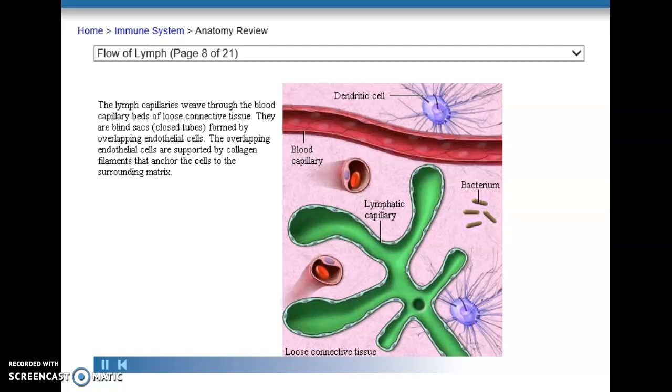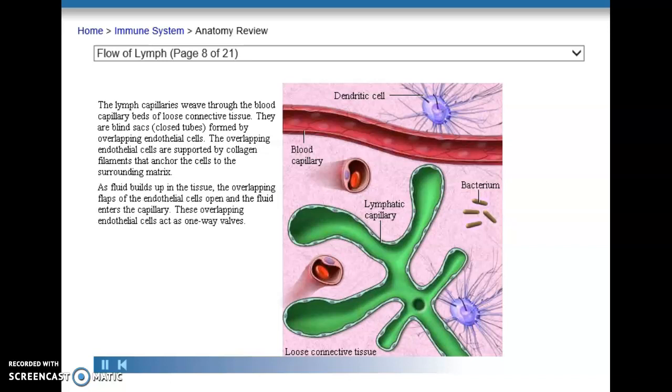The smallest lymph vessels, the lymph capillaries, weave through the blood capillary beds of loose connective tissue. They are blind sacs, or closed tubes, formed by overlapping endothelial cells. The overlapping endothelial cells are supported by collagen filaments that anchor the cells to the surrounding matrix. As fluid builds up in the tissue, the overlapping flaps of the endothelial cells open and the fluid enters the capillary. These overlapping endothelial cells act as one-way valves, allowing fluid to enter, but not leave, the lymph capillary. Click the lymph capillary to see the valves work.